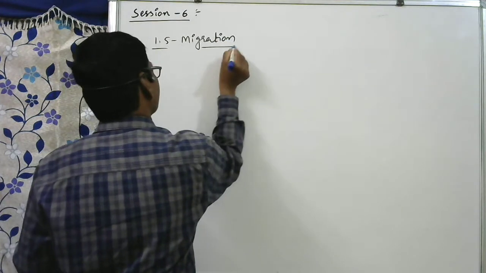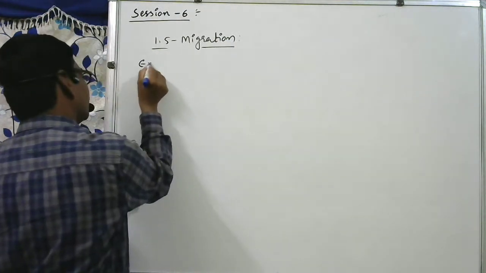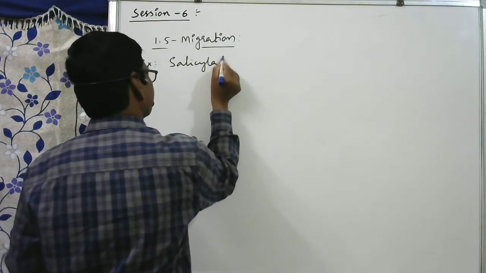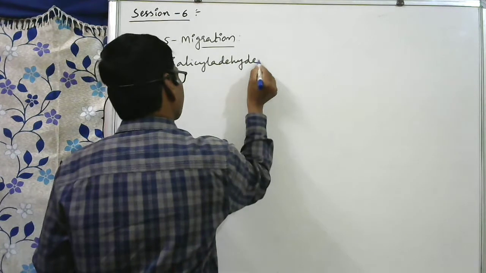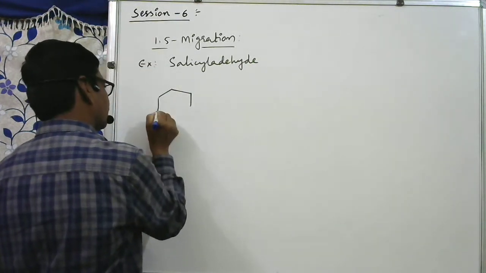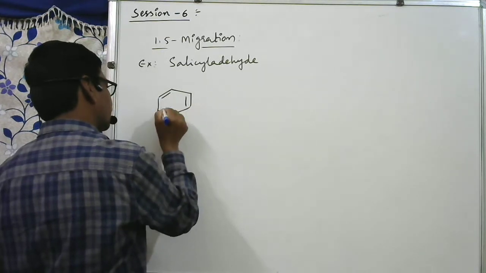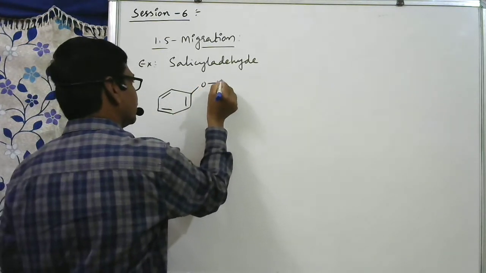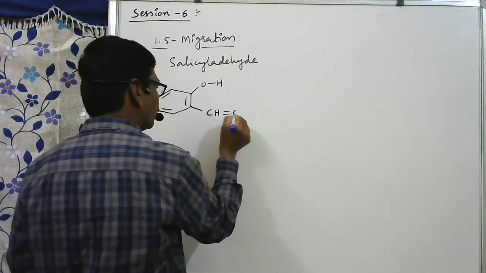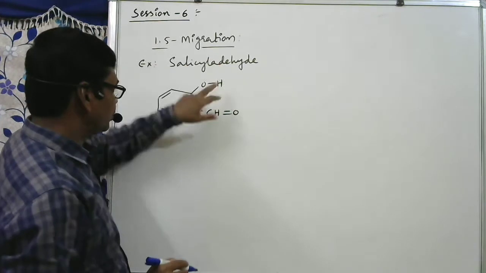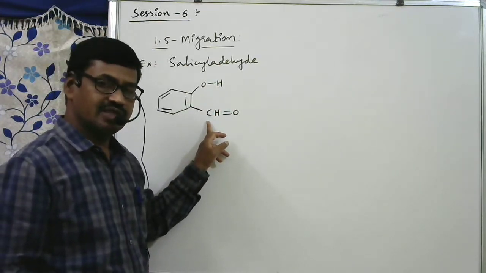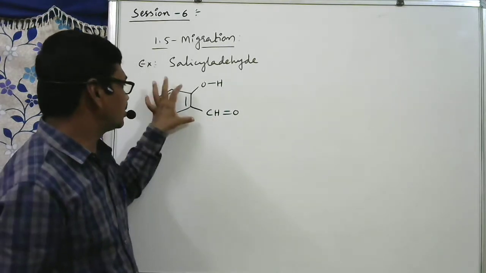1,5 migration. For this example is salicylaldehyde. What is salicylaldehyde? This one. Here double bond, here bond, here bond. Here OH. This is phenol. And here CH double bond O. This is aldehyde. So among these two functional groups, aldehyde will take more priority. It is the principal functional group, so that we can say it is benzaldehyde.